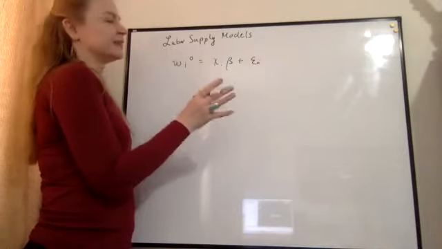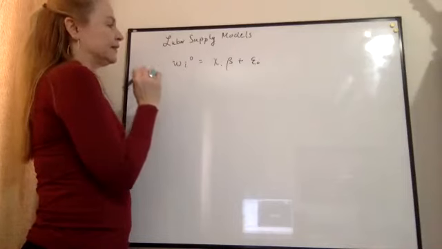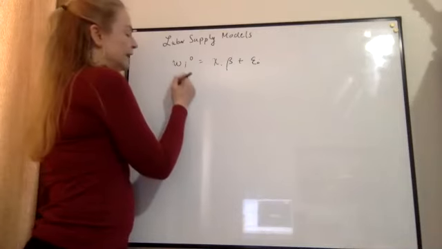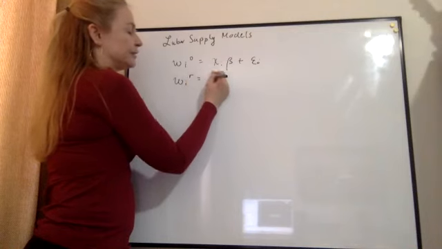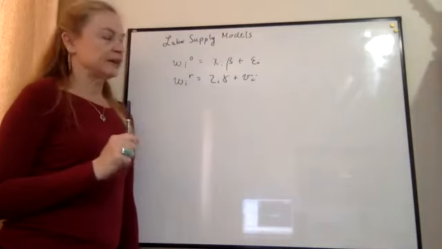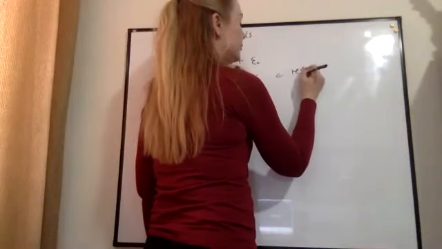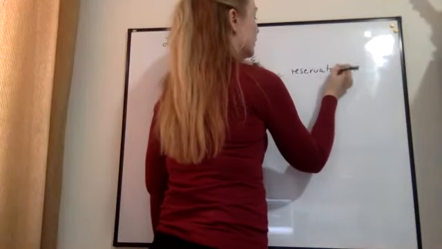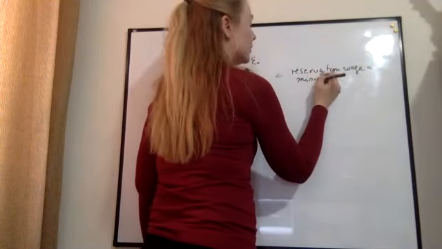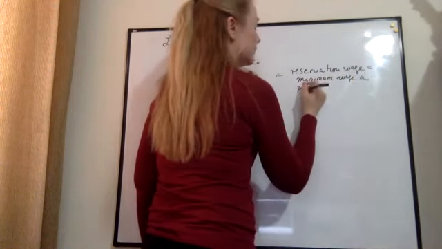Maybe I should make it a separate section because it's almost a whole separate topic. So this is labor supply models. In the labor supply example, you have a wage offer, and then you have what's called a reservation wage. The reservation wage is the minimum wage that a person is willing to accept.